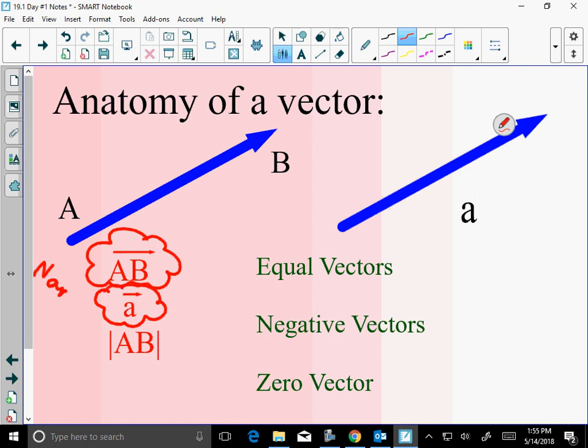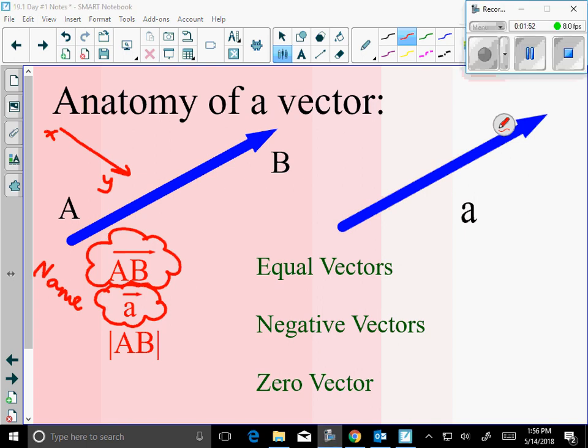Naming a vector. A vector typically has two letters, but it can have only one letter. The first letter will be where it starts, and the second letter will be where it ends. So, is it going? It's going. Okay. I'm a professional, people.